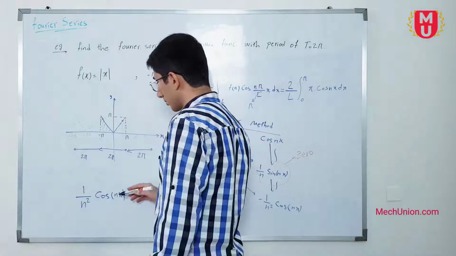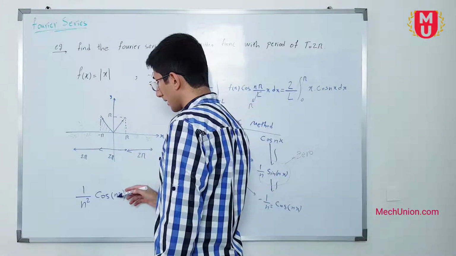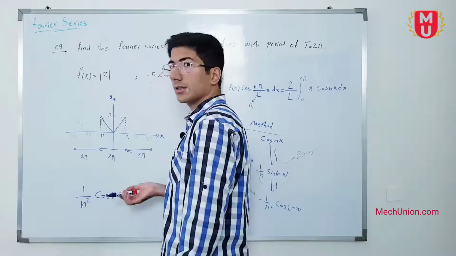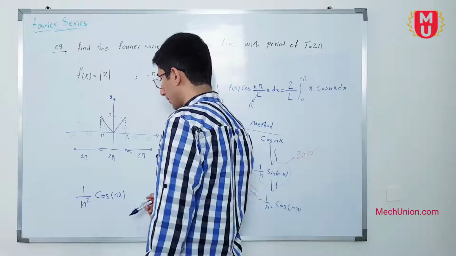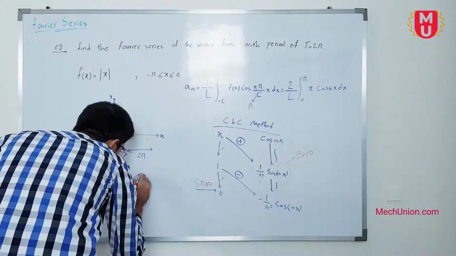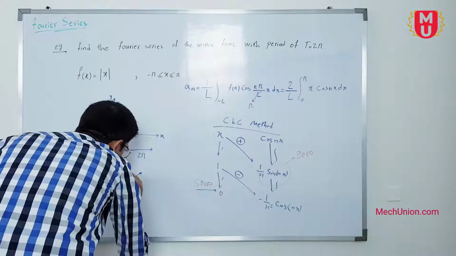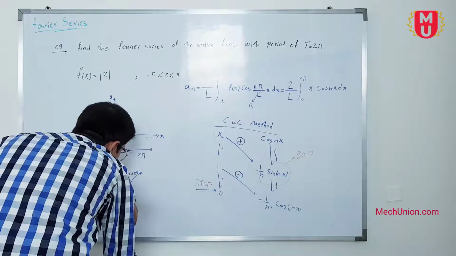Okay, we should consider a natural number for n. It is even or odd. If it was even, what will happen? And if it was odd, what will happen?